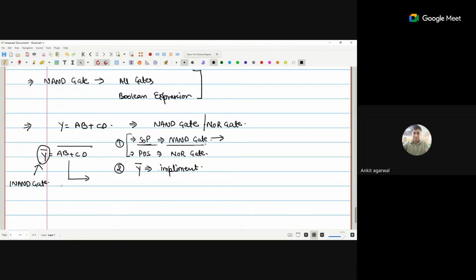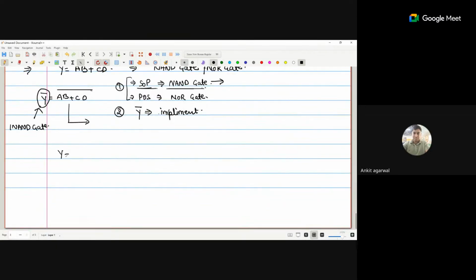Okay, so we start with a simple Y is ABC plus A bar B. Okay, so one more thing is that what you have to do, you have to simply implement this one using basic gate and then convert basic gate into universal.